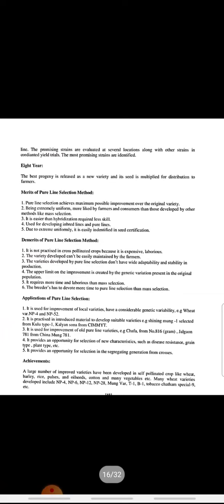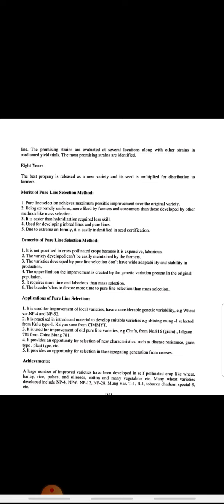In the 4th to 7th year, replicated main yield trials are conducted using the best variety as a check. Quality test is also conducted and used as a basis of selection. Each progeny is an experimental strain as it is a pure line. The promising strains are evaluated at several locations along with other strains in coordinated yield trials, and the most promising strains are identified. In the 8th year, the best progeny is released as a new variety and its seed is multiplied and distributed to farmers.